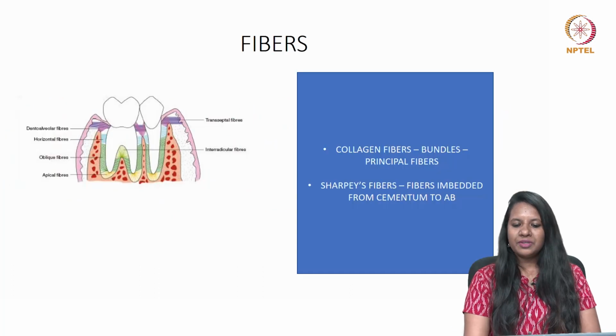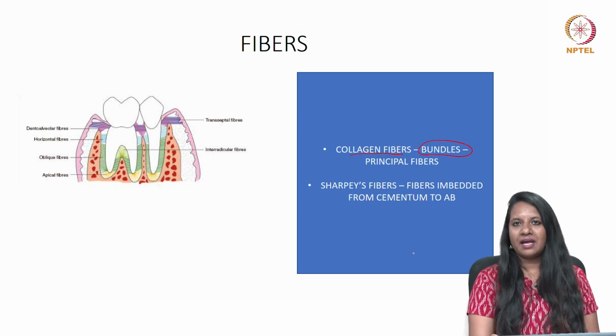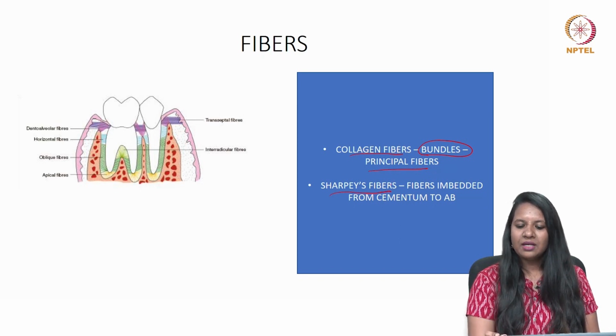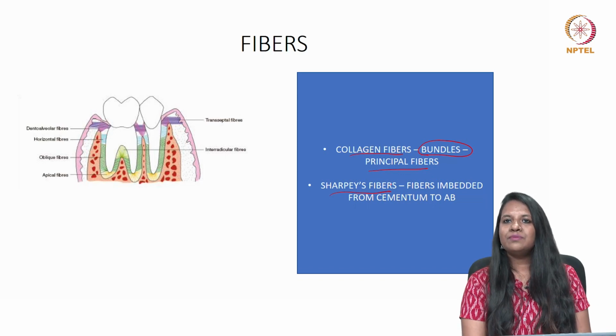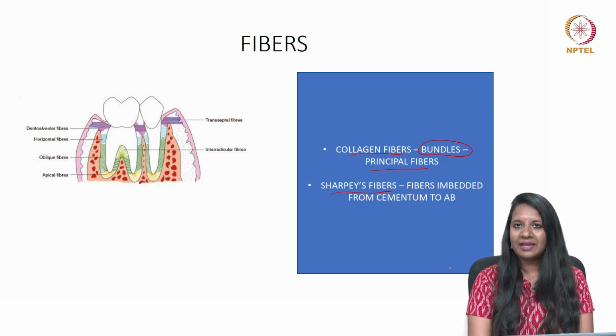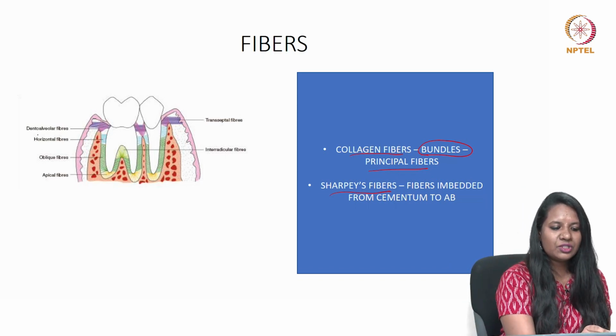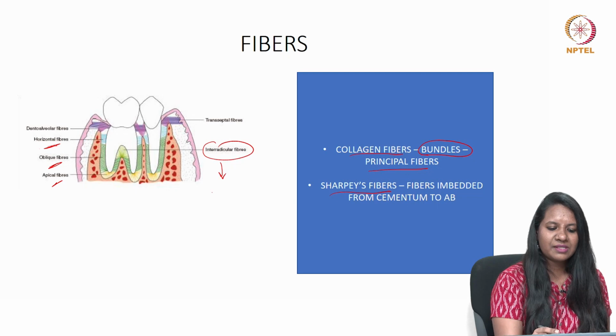Okay. So, moving to the fibers, these collagen fibers are present as bundles and they are known as principal fibers. Sharpey's fibers are the ones which are embedded from cementum to the alveolar bone, which is completely mineralized in case of acellular cementum, and in case of cellular cementum it is partially mineralized. So, this is the picture showing dentoalveolar, that is the first formed fiber, then horizontal, oblique, apical and interradicular fibers, which are present only when there are multi-rooted teeth.